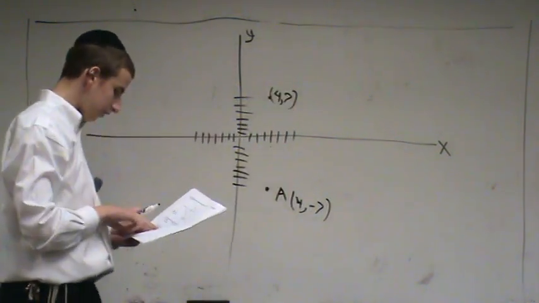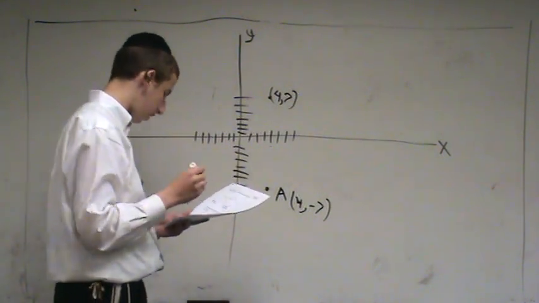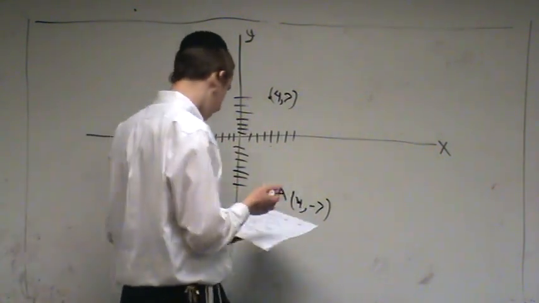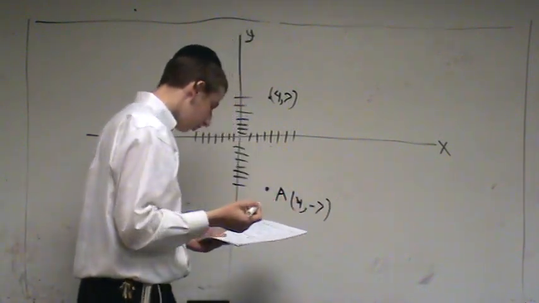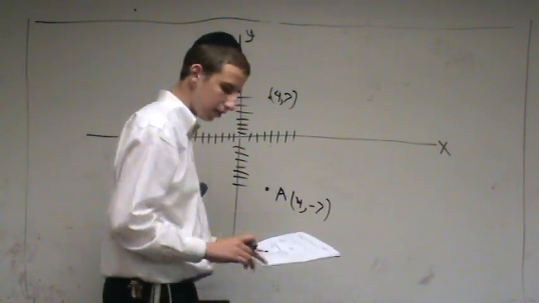So, therefore, our correct answer is 4, 7, which is number 3. It's not negative 4 because we're going to change the second number, not the first. So that's the only possible answer.